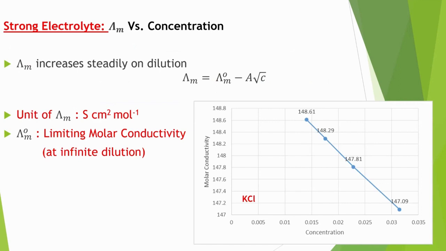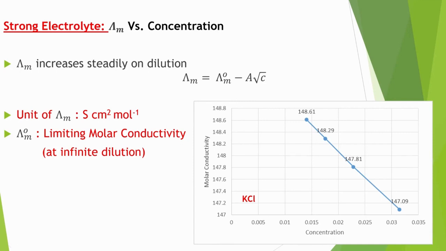When you see how Λm varies with concentration of a strong electrolyte, this is the expression: Λm = Λm° − A√c. When you plot Λm versus √c, you get a straight line graph like this. This is an equation of a straight line. When you extrapolate the straight line and take the y-intercept, the y-intercept is Λm°. Λm° is called limiting molar conductivity at infinite dilution. It is almost zero concentration. It's not zero, that is infinite dilution. The unit of molar conductivity is Siemens centimeter square per mole.